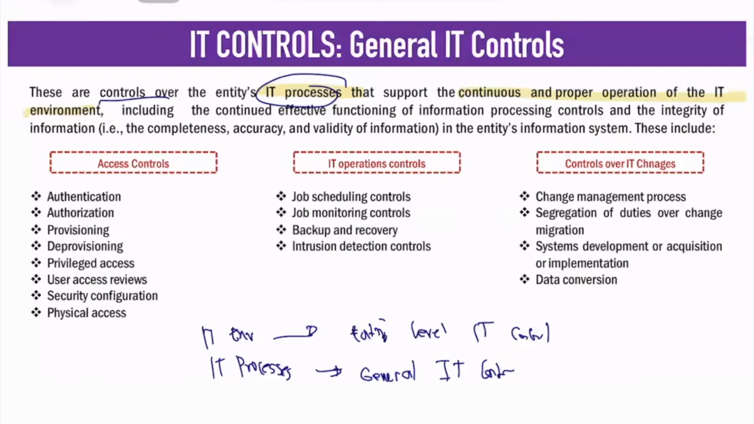So this includes the following. First, we have your access controls. And what are your access controls? We have here your authentication. In your authentication, you control whoever uses or tries to access the IT application. Next, we have your authorization. So this controls who is allowed to access the information.